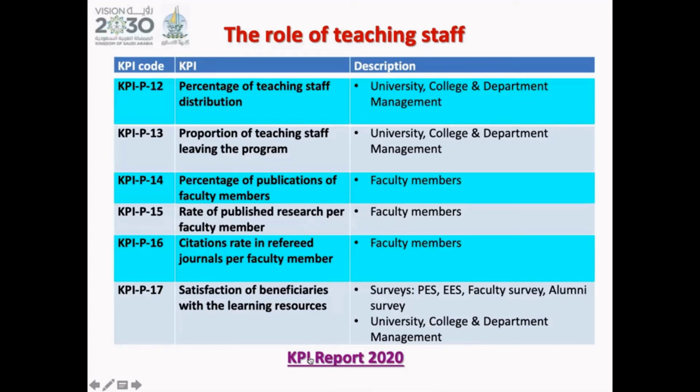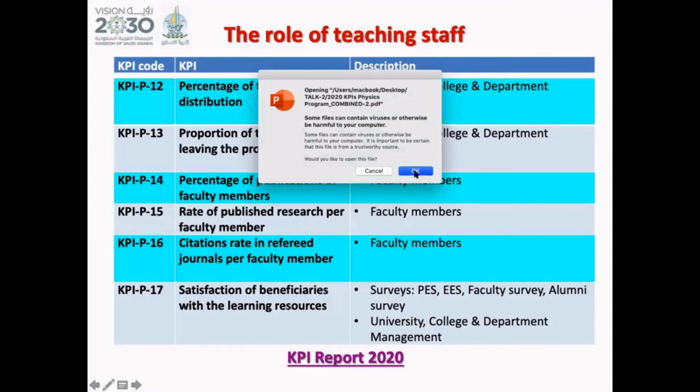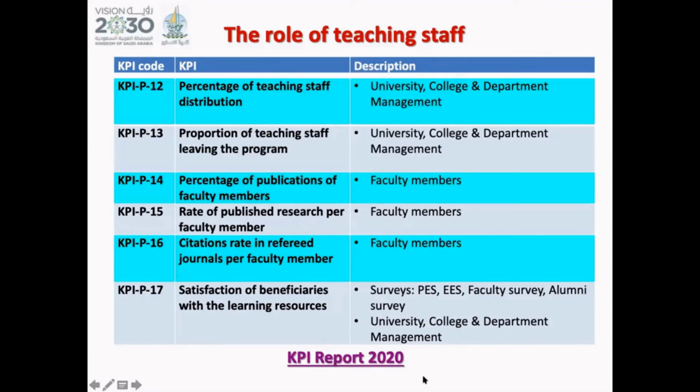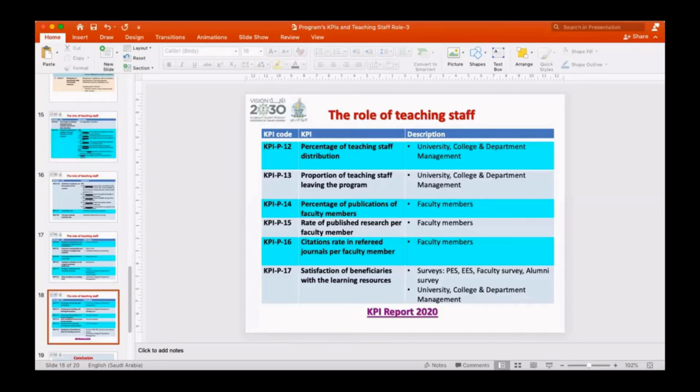Now I can show you our performance this year, from the last year data. This is the KPI report for 2020. We have here about a 35 page report. I will just show the summary. This is our complete report on the key performance indicators for the program, meaning program KPIs. This is for all sections, including main and branches.